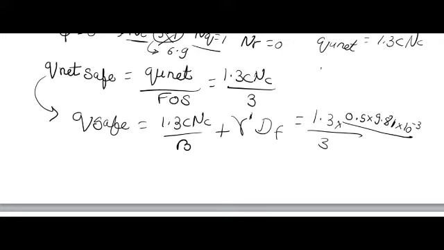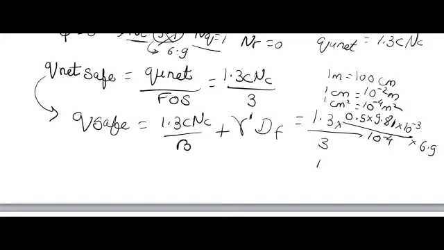Per centimeter square is again per meter square. 1 meter is equal to 100 centimeter, so 1 centimeter is equal to 10 raised to minus 2 meter. Therefore 1 centimeter square is equal to 10 raised to minus 4 meter square. So this is the C term.